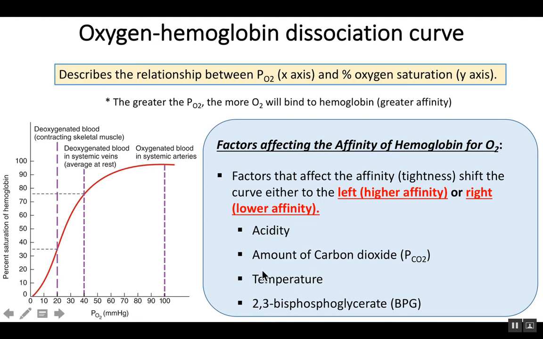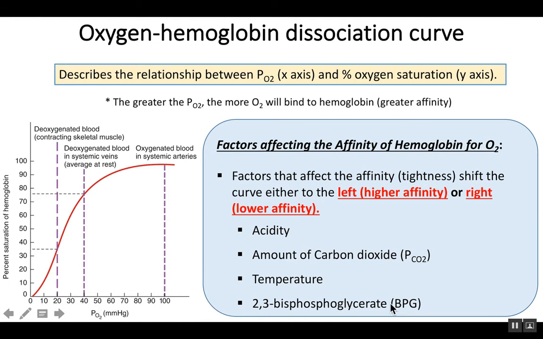A, acidity, or number one, I should say. The more acidic the environment, the lower the affinity. So hemoglobin will release oxygen. The more carbon dioxide, the lower the affinity. So carbon dioxide will actually promote the release of oxygen. The greater the temperature, so if the tissue is a little bit warmer, hemoglobin knows it's got to release more oxygen there.